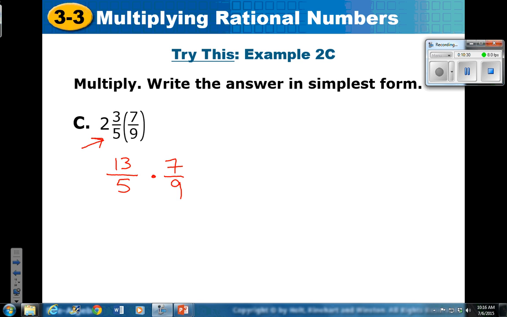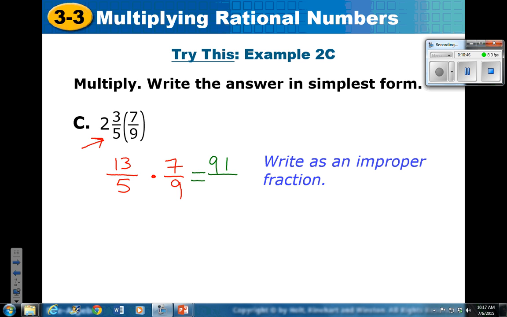We look for opportunities to cancel, but there are no common factors top and bottom, so you're just going to have to go ahead and multiply that out. 13 times 7 is going to give you 91. 5 times 9 is going to give you 45. And that's an improper fraction. So 45 goes into 91 2 times. 2 times 45 is 90, so that leaves us with 1/45 left.